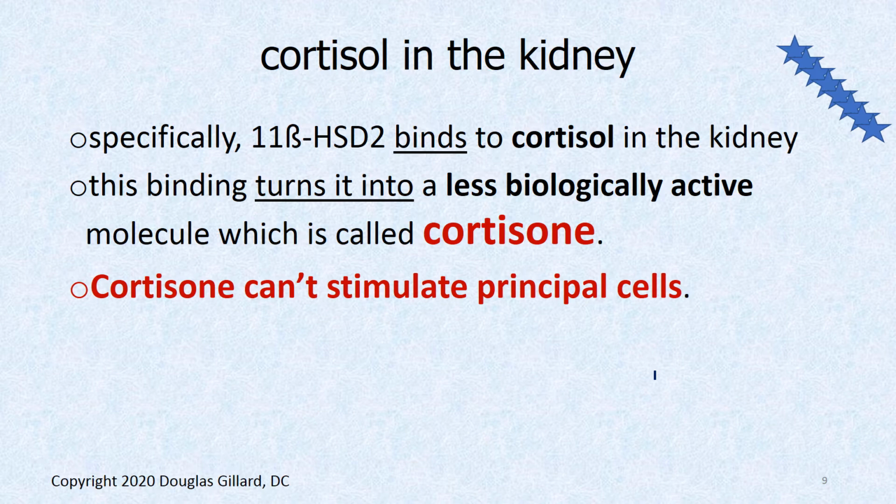And what it does, because it can't just bind and latch onto it, it has to create something. So it cleaves off part of its tail and creates the hormone cortisone. And cortisone is a steroid as well, but it has no effect or very little effect on the principal cells. So it can't bind to the MR receptors that are on principal cells.